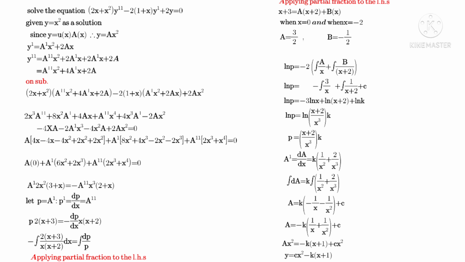So we have a equals minus k (1 over x plus 1 over x squared) plus c. And looking for the LCM in this case, we have a x squared equals k(x plus 1). But what is a x squared? a x squared is already given as y. So the other steps that I didn't explain, kindly go through them. They are easily understandable.